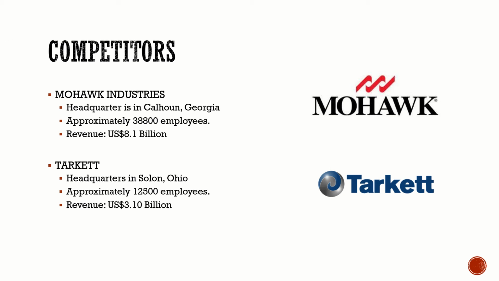On the other hand, we have a smaller company called Tarkett. So Tarkett is a flooring company located in Solon, Ohio, but they also have manufacturing plants in Dalton, Georgia. They also go by Tandus Centiva. It is the child company. They have approximately 12,500 employees and their revenue is 3.1 billion US dollars.